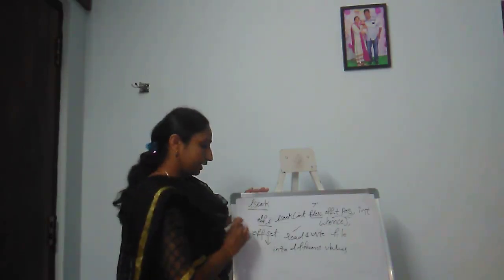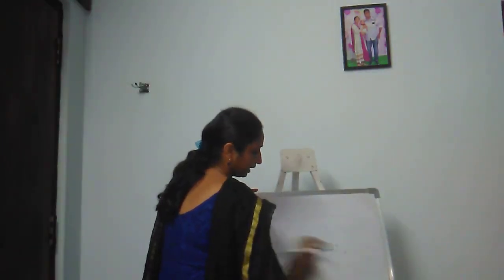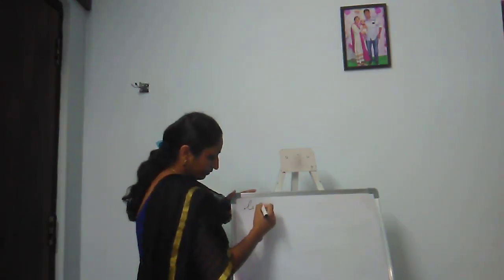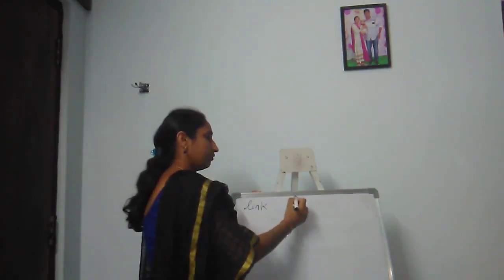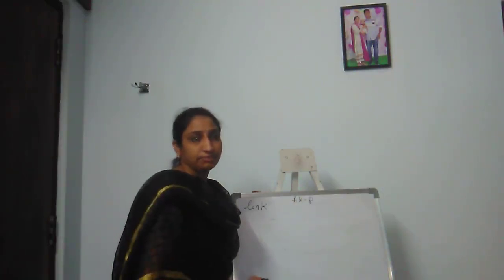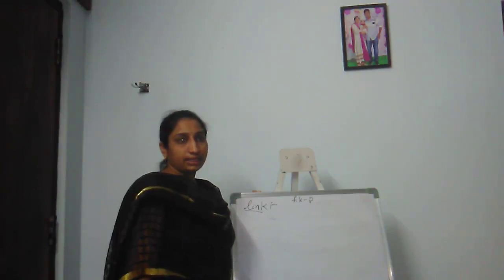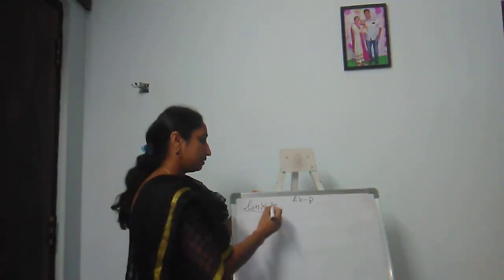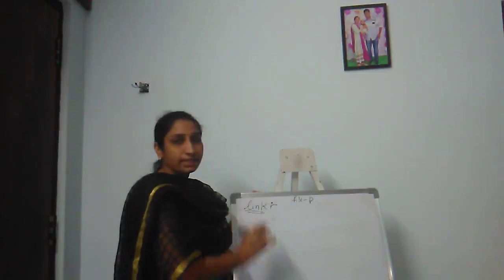Okay, this is about lseek. Next one is link. Link means it gives a path name for the file. What does it mean? For each and every file we have one path name, and with the help of that path name only we access that particular file. So with this system call we create a new link, a new path name for the existing file, meaning we are changing the location of the file from one place to another with the help of the link system call.